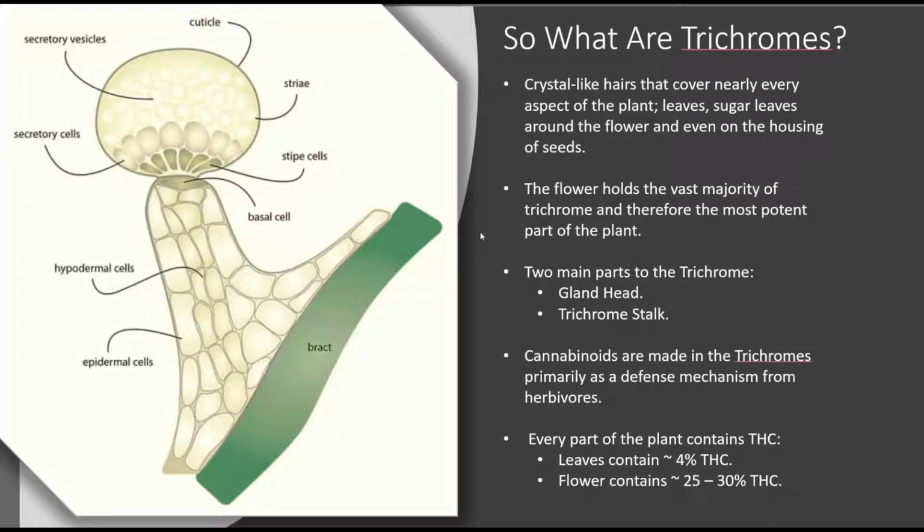The trichome itself is separated into two parts. A good way of thinking about it is the gland head and the stalk itself, so the trichome stalk. The head contains all the cannabinoids and terpenes, and then the stalk itself is obviously just a stable base to attach to the plant, as well as aiding in supplying nutrition to these secretory cells, basal cells, stripe cells, all those fun cells that seem to be incorporated in creating these cannabinoids and terpenes for the plant.